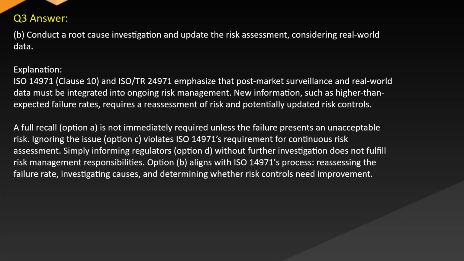Ignoring the issue, option C, violates ISO 14971's requirement for continuous risk assessment. Simply informing regulators, option D, without further investigation does not fulfill risk management responsibilities. Option B aligns with ISO 14971's process: reassessing the failure rate, investigating causes, and determining whether risk controls need improvement.